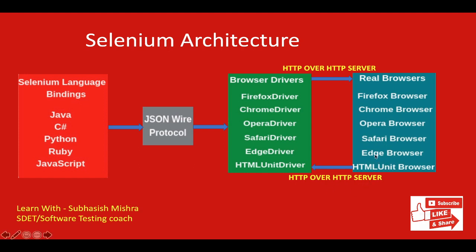From the browser to the browser driver, then over JSON wire protocol, the browser driver will send it back, and again it will go back to our UI or IDE, wherever we are writing it. So that's how Selenium WebDriver works. That is the Selenium architecture.